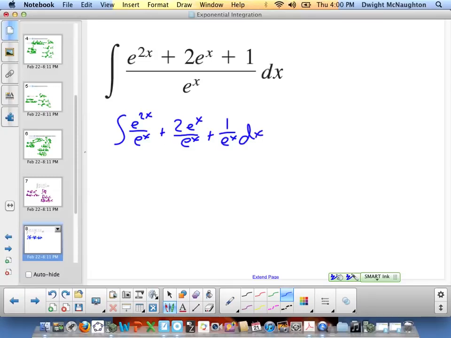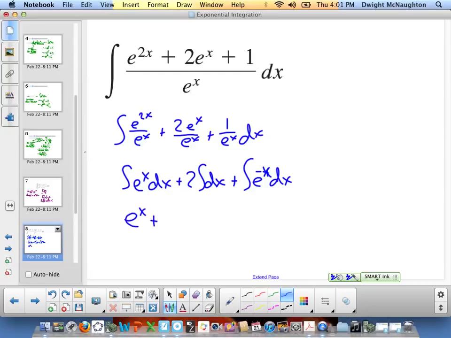Now on each of these, we can reduce them. The first one reduces to e to the x. The second one reduces to 2. And the third one reduces to e to the negative x. And we can integrate each one of these. Notice I split those, integrating them separately. You can integrate a big one, or you can integrate it separately. It doesn't matter. The antiderivative of e to the x is e to the x. The antiderivative of 2 is 2x.